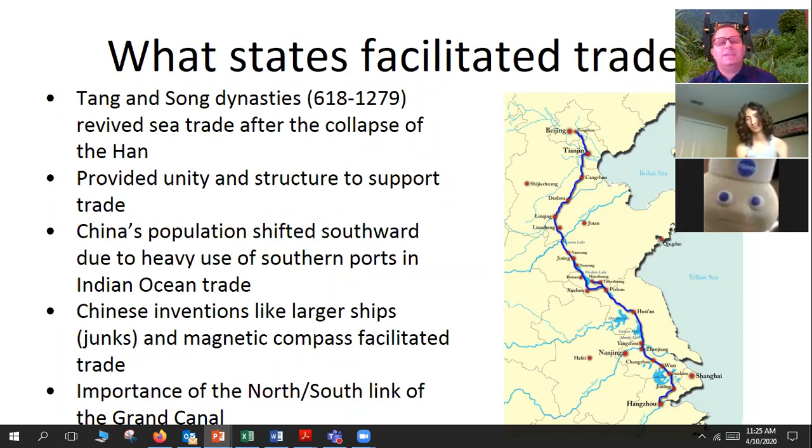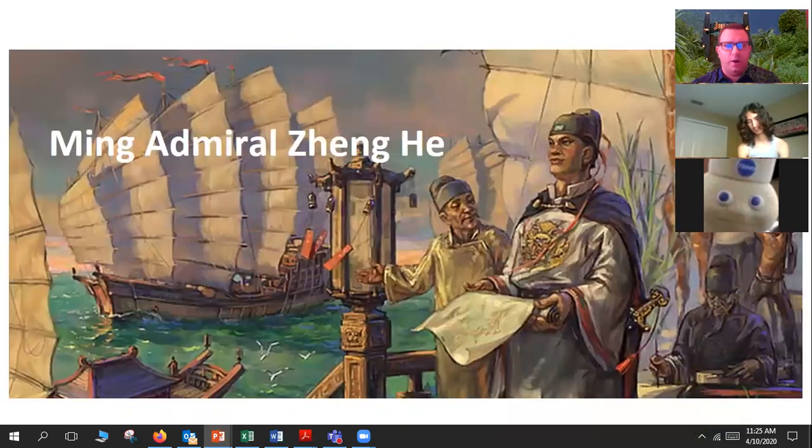We can also thank the Chinese for the invention of the junk ship, as well as the magnetic compass. Now, once again, the Chinese did not invent the compass, but the improvement of the compass by using magnets makes them much more accurate, okay, which means that they can become far more reliable. And then we also can't underestimate within China the importance of the Grand Canal, linking the northern part of China to the southern part of China.